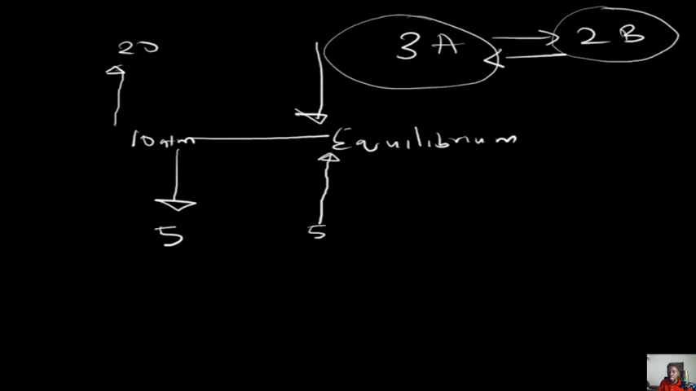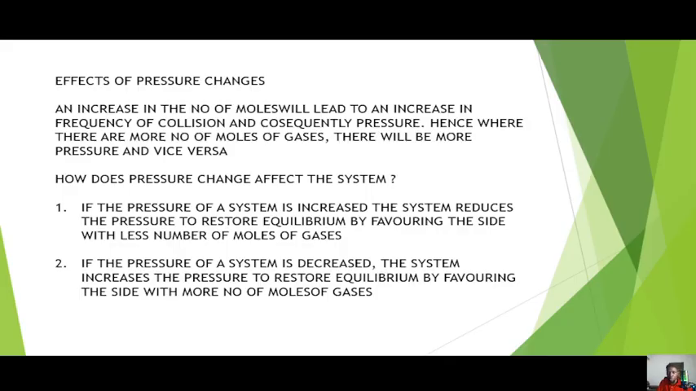Okay, having said that, we'll look at the second thing we are supposed to note. If the pressure of a system is decreased, the system increases the pressure to restore equilibrium by favoring the side with more number of moles. So the implication is that once the pressure of a system is decreased, the system automatically goes towards the side where there are more moles to offset that change. Having said this, we are going to be answering some questions to help us understand this.